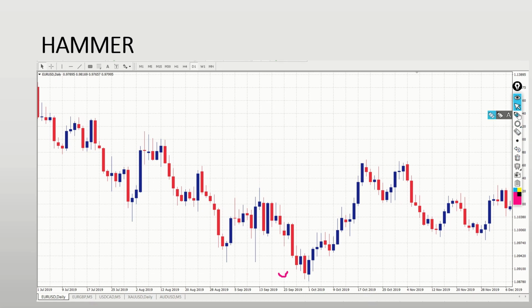So again, we said a hammer has a small body, it has a long lower wick, and it occurs on a clear downtrend, and then the price passes to an uptrend. So here we have a hammer, then here we have a hammer, then right here we have a hammer. That is a hammer.